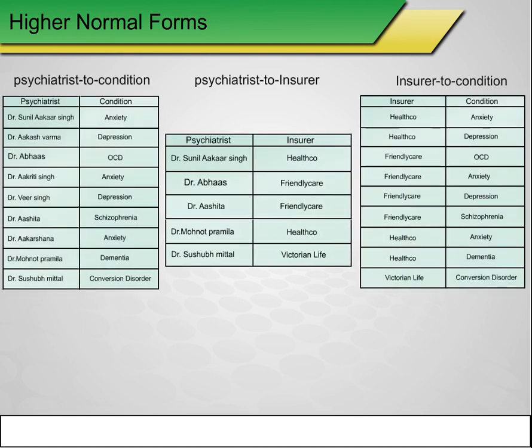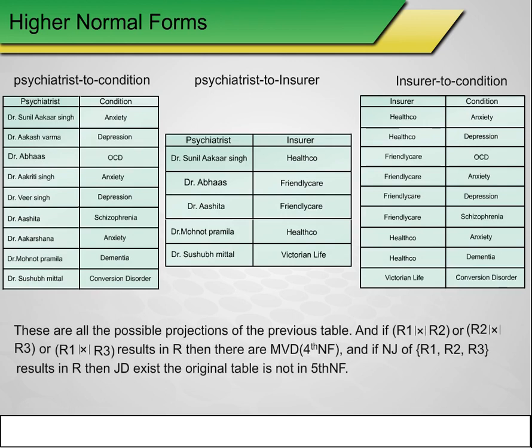Psychiatrist to condition. Psychiatrist to insurer. Insurer to condition. These are all the possible projections of the previous table. And if R1 join R2, or R2 join R3, or R1 join R3 results in R, then there are MVDs of 4NF, and if the join of R1, R2, R3 results in R, then a JD exists and the original table is not in 5NF.